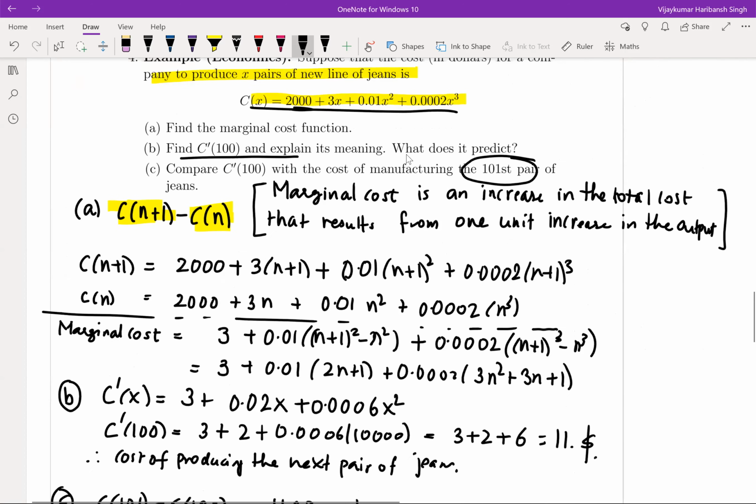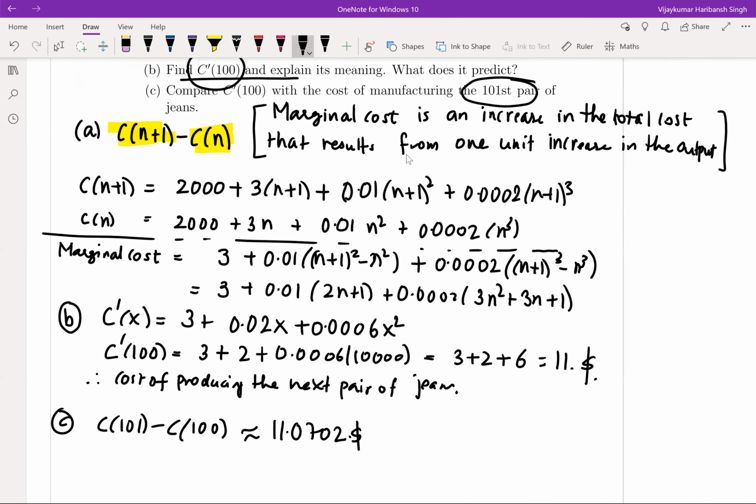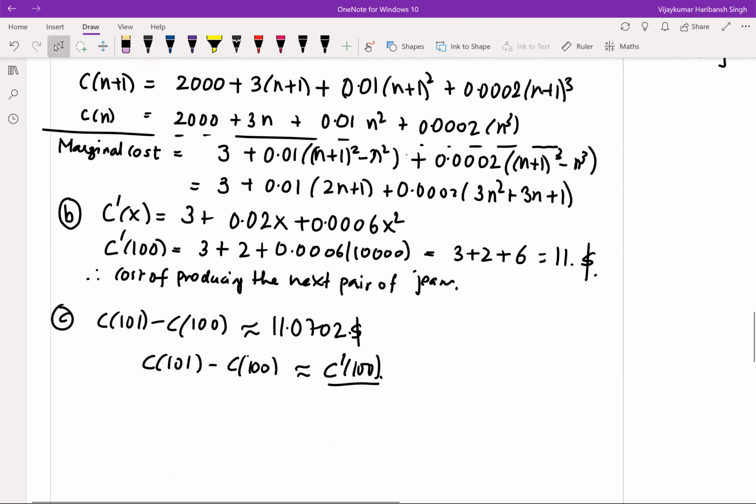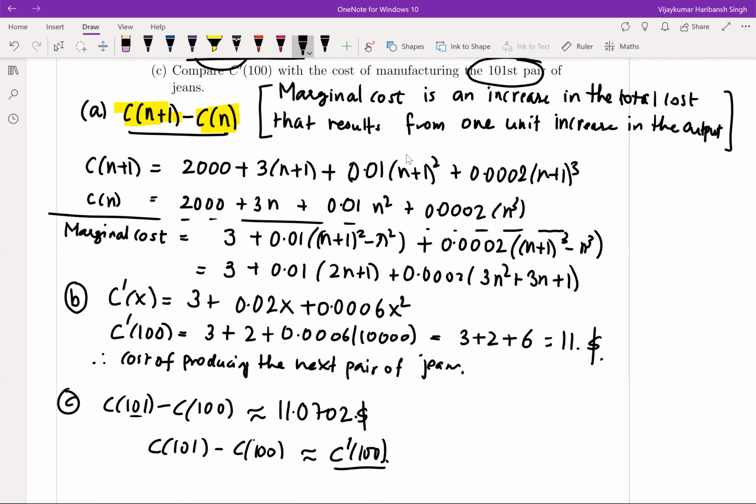Note that C prime of 100 predicts at what rate the cost is increasing at 100 units, and the marginal cost of the 101st item is 11.0702. So you see, C of 101 minus C of 100 is roughly C prime of 100. This is what economists do in computation: instead of computing marginal cost this way, we take the derivative because it makes it easier computationally, and they are approximately the same. So there's no harm in replacing the marginal cost of the 101st item with C prime of 100.